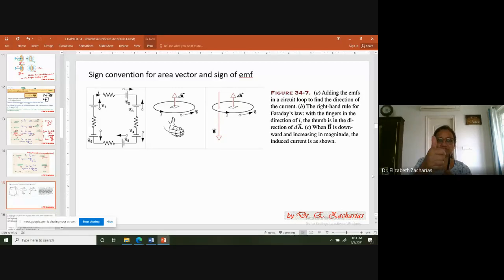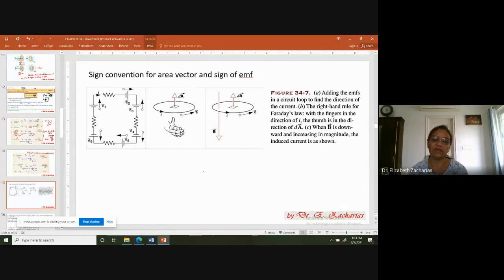If the area vector is upward, curl your right hand. That gives the direction of the induced EMF and the direction of the current. So that's what he's trying to tell you. And this picture says something more. Come to the first picture here, that says something more.